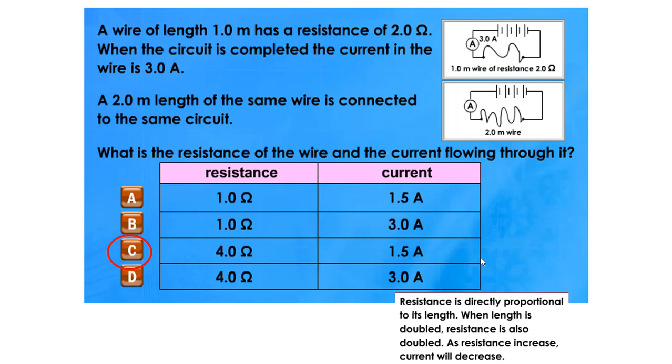Resistance is directly proportional to length. So when length is doubled, resistance should be doubled. As resistance increases, current will decrease.